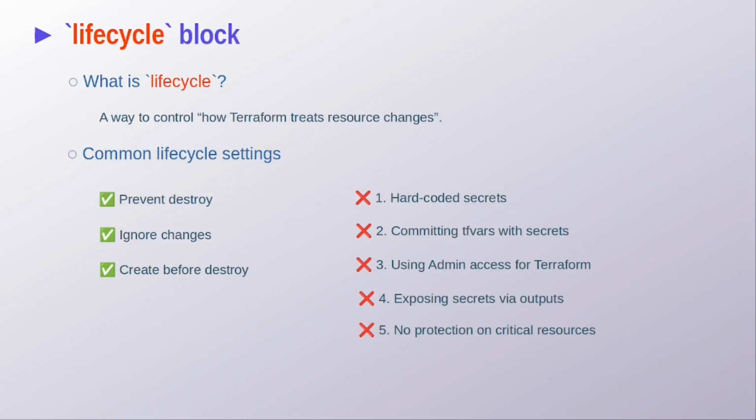Common anti-patterns. Let's quickly list the mistakes that cause most incidents. Hardcoded secrets. Committing Terraform files with secrets. Admin secrets for Terraform. Exposing secrets via outputs. No protection on critical resources.